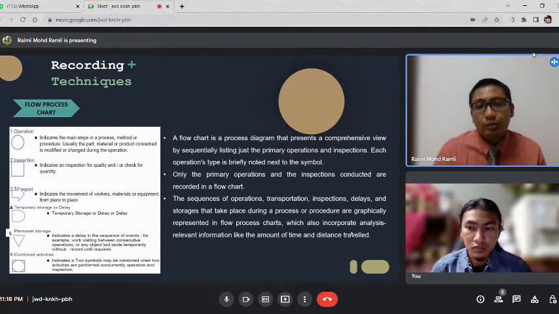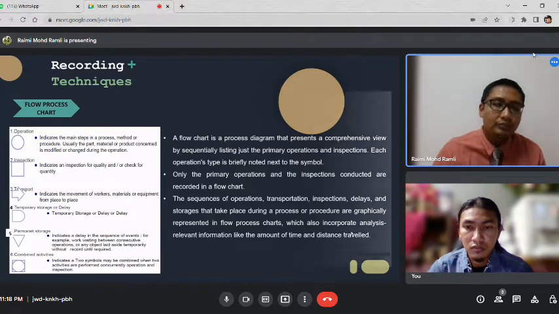A flowchart is a process diagram that presents a comprehensive view by sequentially listing just the primary operations and inspections. Each operation type is briefly noted next to the symbol. Only the primary operations and the inspections conducted are recorded in a flowchart. The sequence of operation, transportation, inspection, delay, and storage that take place during a process or product are graphically represented in a flow process chart, which also incorporates analysis-relevant information like the amount of time and distance traveled.